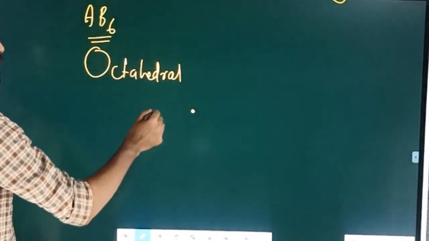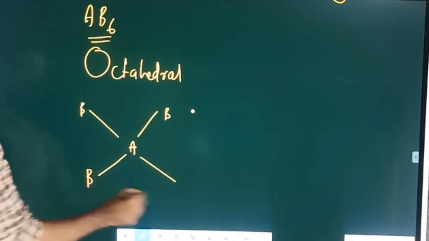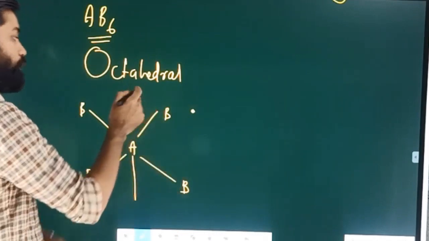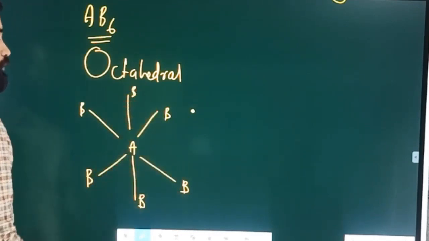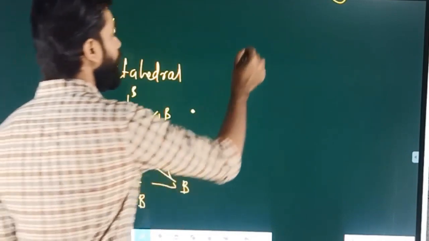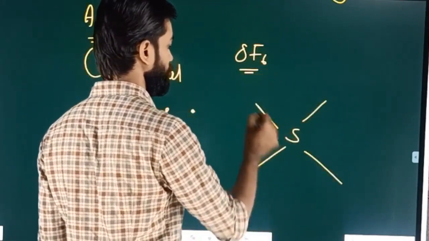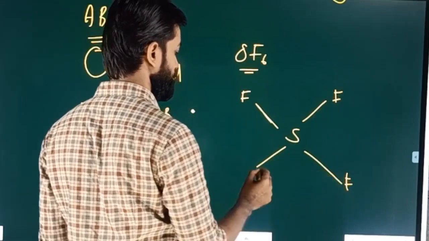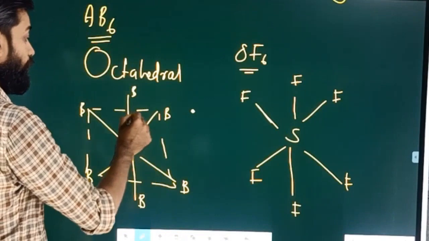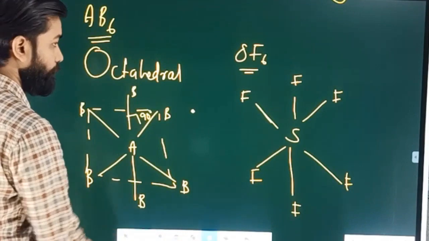Okay, so central atom A, 4 bonds are around the corners of a square, and one is out of the plane, another beyond the plane. So this is the octahedral structure. And SF6 is a molecule which you can draw in an octahedral pattern. For this, all bond angles are 90 degrees. All angles are 90 degrees.